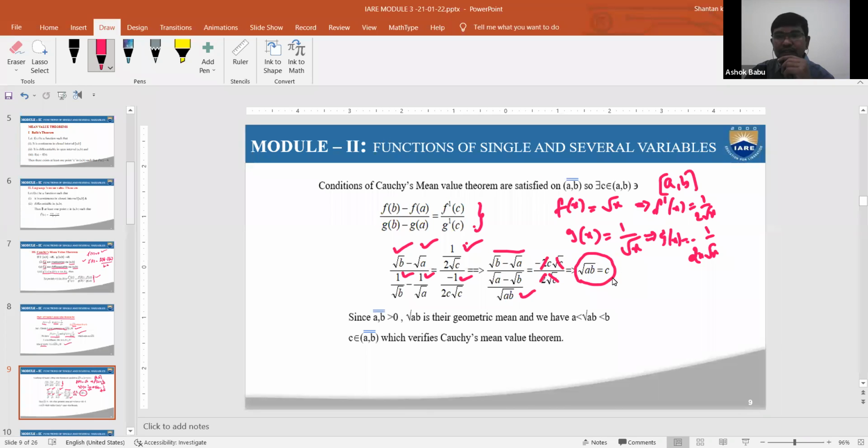Therefore, c is equal to root ab. What is the meaning of this? Automatically, by taking any value of a comma b, c belongs to a comma b, it is satisfied. Therefore, this verifies Cauchy's mean value theorem.